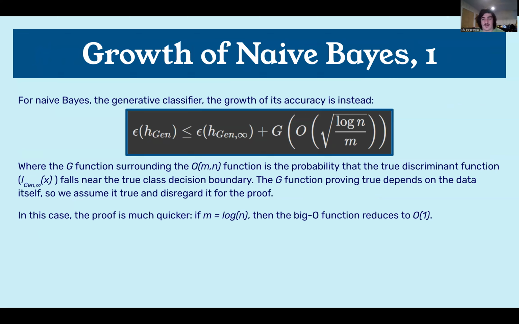For naive Bayes, it's a simpler process. That error constant as a function is g of O of the square root of log n over m. And that g function is the probability that the true discriminant function falls near a true class decision boundary. As long as the data checks out and the variables are independent, we get to assume this to be true and go for the O function to do the proof. In this case, it's very quick. m equals log of n, because when m equals log of n, that's root of 1, or O of 1.